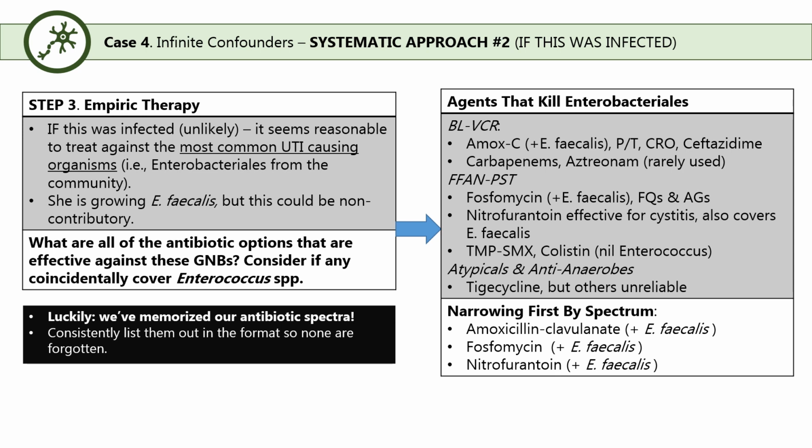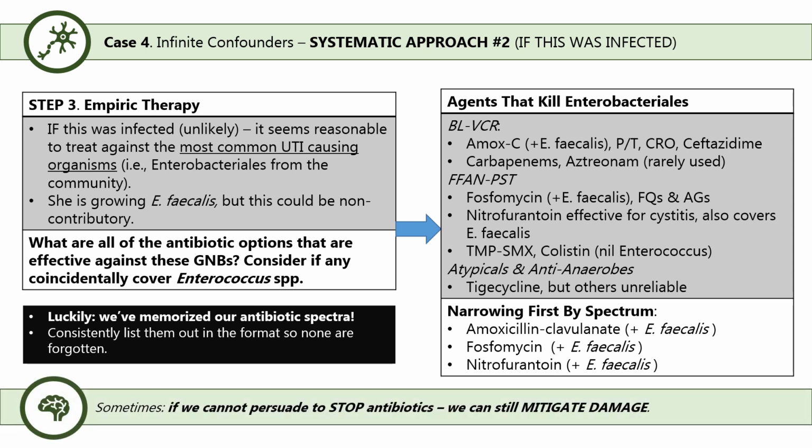So narrowing first by spectrum, we could isolate to amoxiclav, phosphomycin, or nitrofurantoin, all of which would give us coverage against this Enterococcus if it was not simply an irrelevant contaminant. By practicing in this case, coming up with an antibiotic plan anyways, we are learning how to create contingency plans, such that if other providers refuse to stop antibiotics despite not needing them, we might be able to create a modified antibiotic plan that better protects our patient from antibiotic collateral damage. It's always best to think about protecting patients in this way.